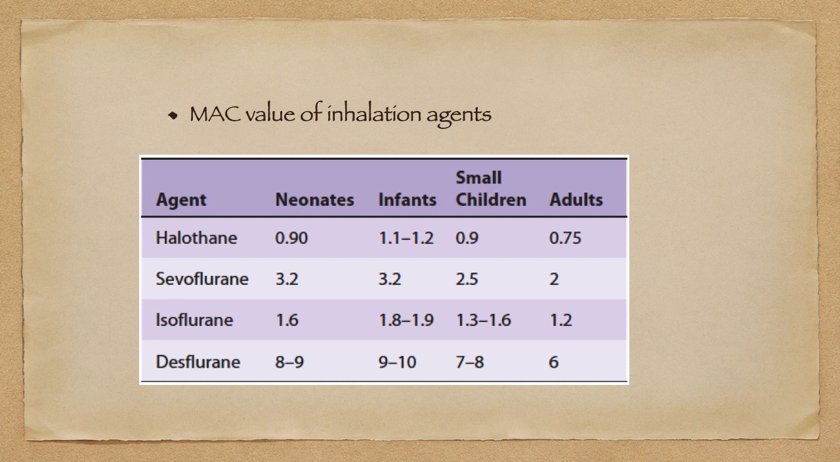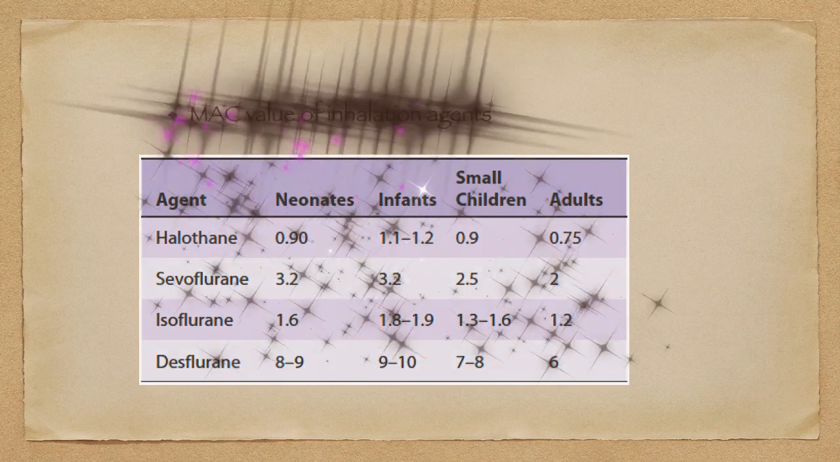Okay, like that you can see sevoflurane, isoflurane, and desflurane. Usually what happens is in neonates the MAC required is a little bit less. In infants it will be the highest, then for small children it again decreases, and in adults the MAC value decreases.